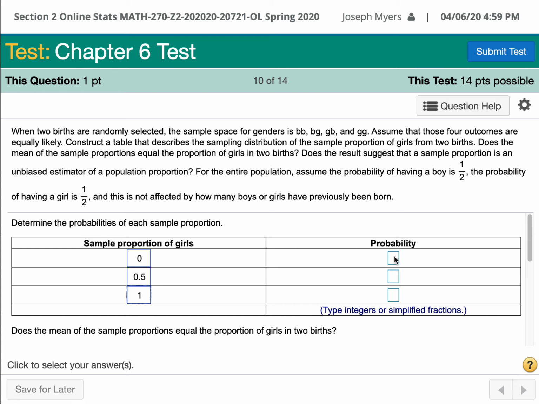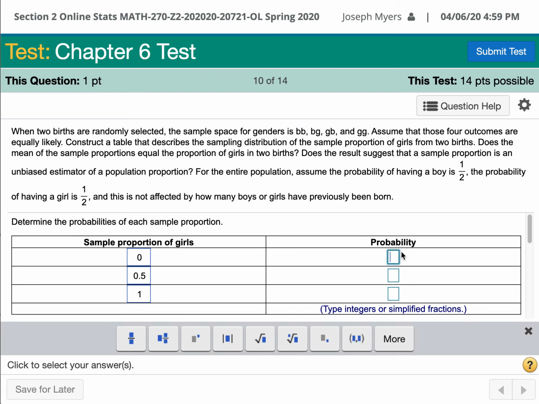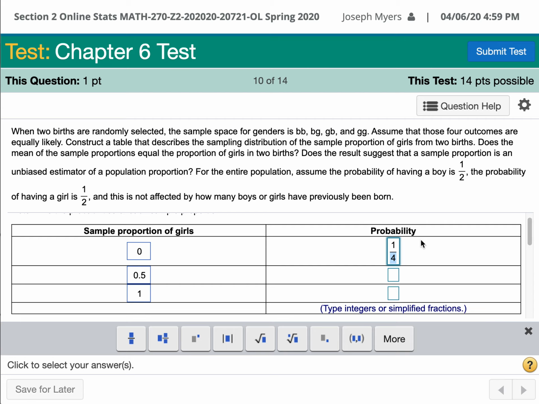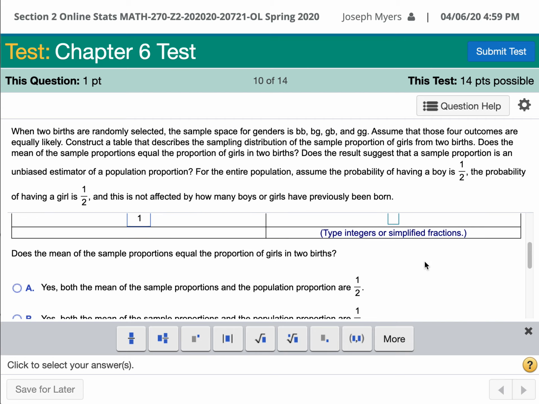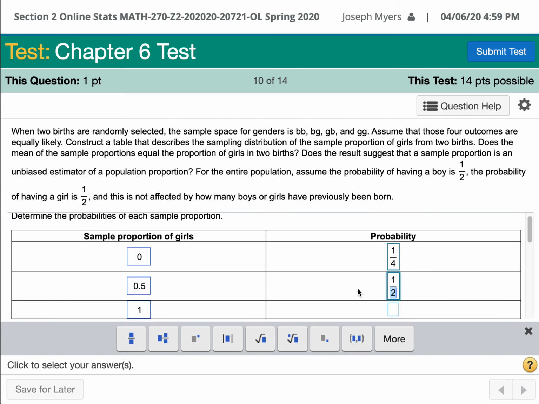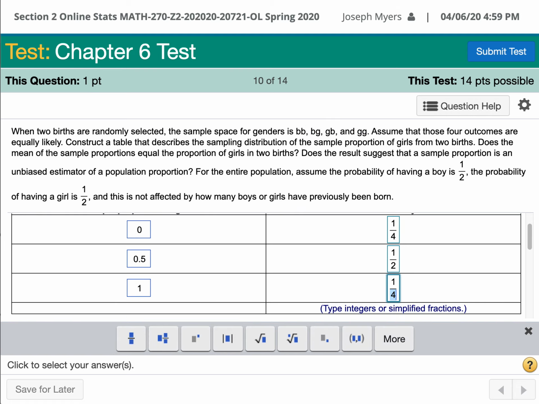Okay, now there's 4 outcomes. The probability of having 0 girls is 1 chance out of 4, so 1 out of 4. How many times could you have 1 girl and 1 boy? That could happen 2 times, so 2 chances out of 4, which reduces to 1/2. And then you could have a proportion of 100% girls. That could only happen if you had both girls, which happens 1 time out of 4 possible chances. So the probability of that is 1 out of 4.